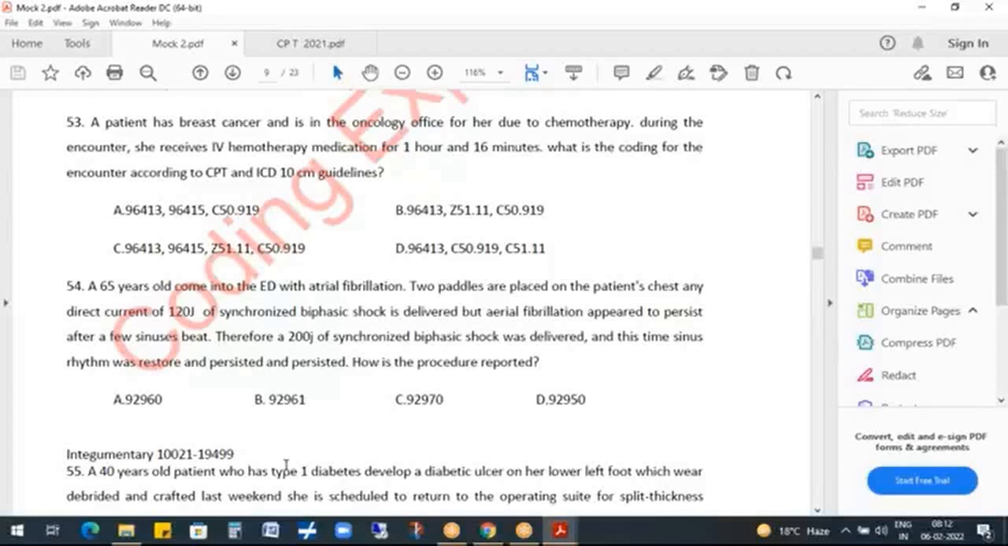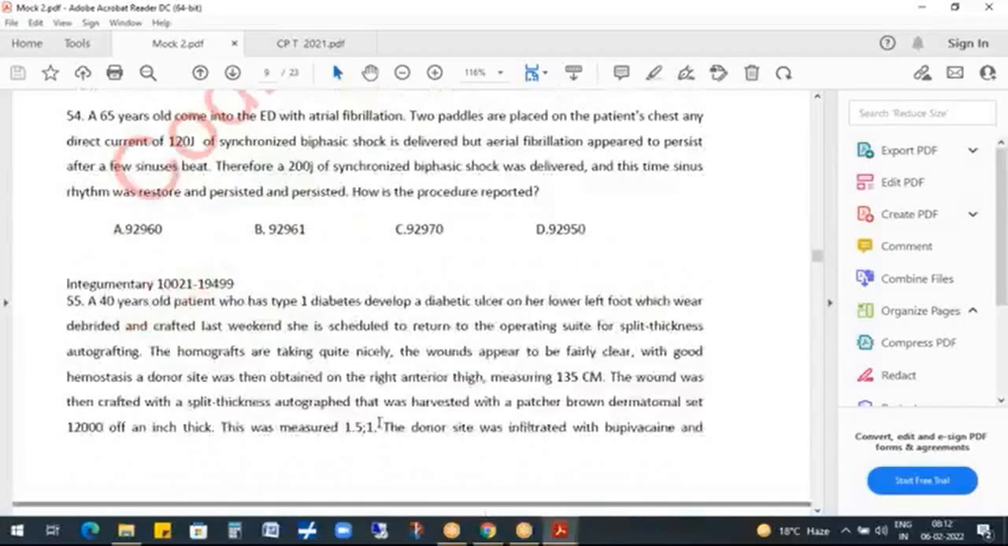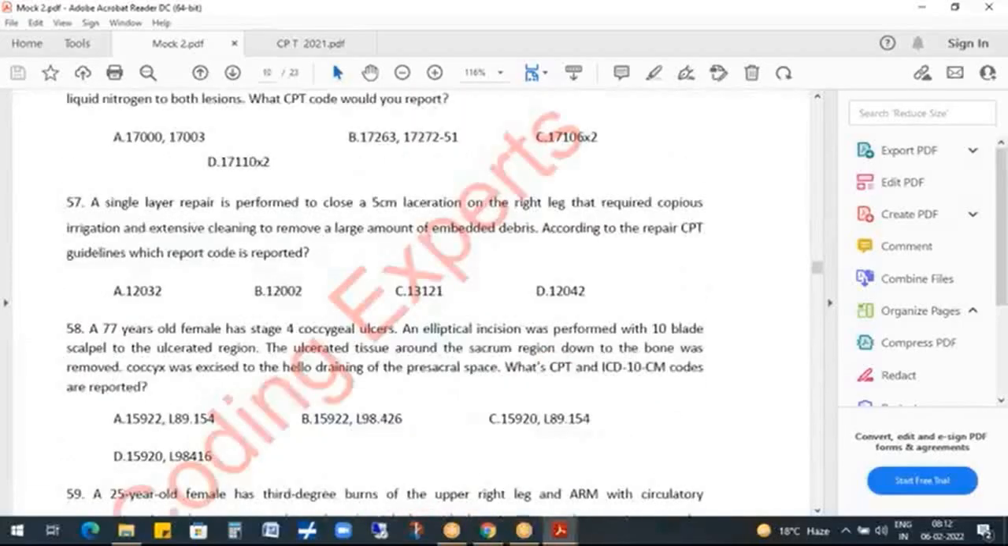Patient's chest means internal or external? External, sir. Directly they are giving shock. Then directly it leads to 92960. Okay. Understood. Okay, it's clear. Next, up to 60.